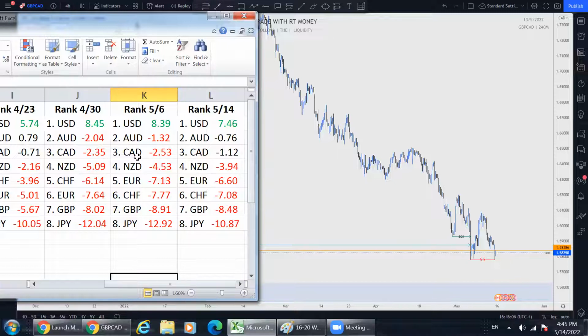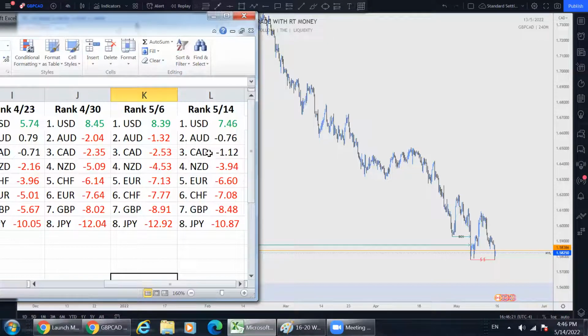CAD, on the other hand, last week was minus 253, significant, minus 1.12. We're moving more towards neutrality, but against a weaker pair, this is strong. You understand the relation there?